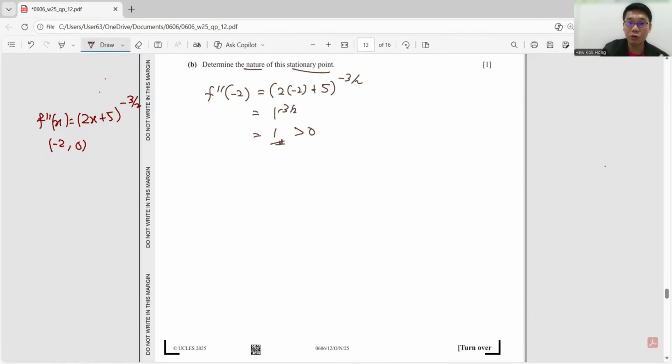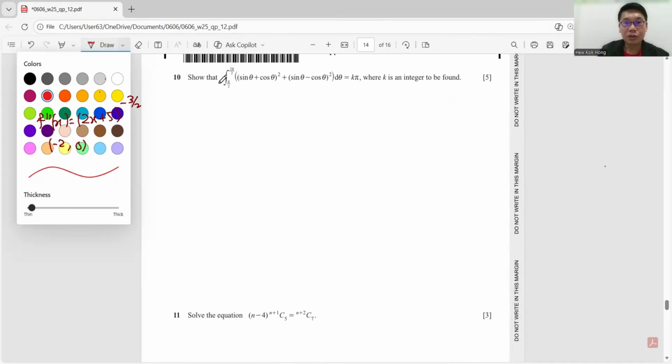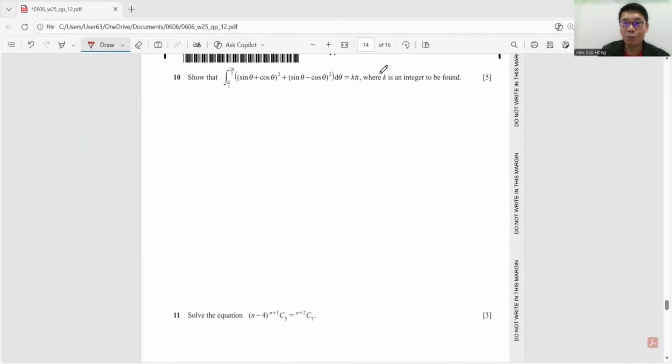1 is more than 0, so we can confirm this is a minimum point. Just like that, and you gain this 1 mark. Question 10, show that this equals kx, where k is an integer to be found.